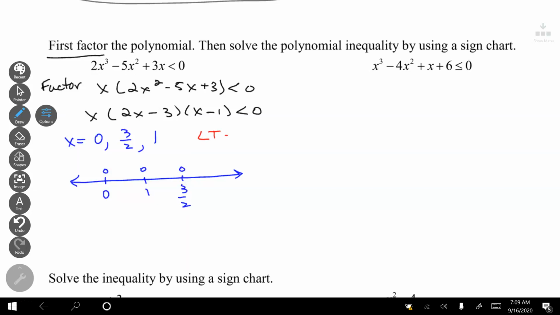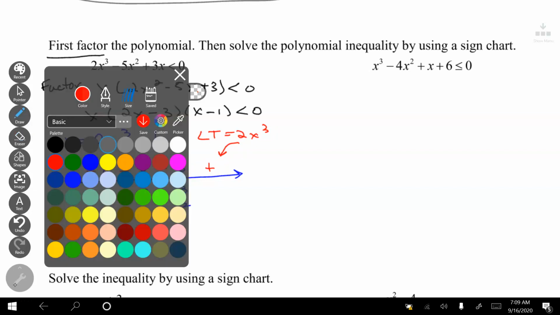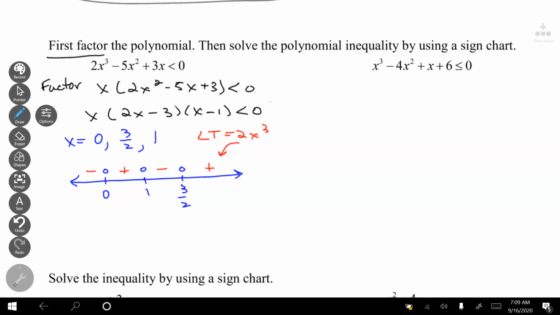What's nice is that my leading term is given to me, 2x cubed. Oh, 2 is a positive. There's no bouncers here, so I'm always going to alternate positive, negative, positive, negative. X to the third, the two ends better be opposite. Now what do I want? Less than 0, I want the negatives. Negative here, negative here.